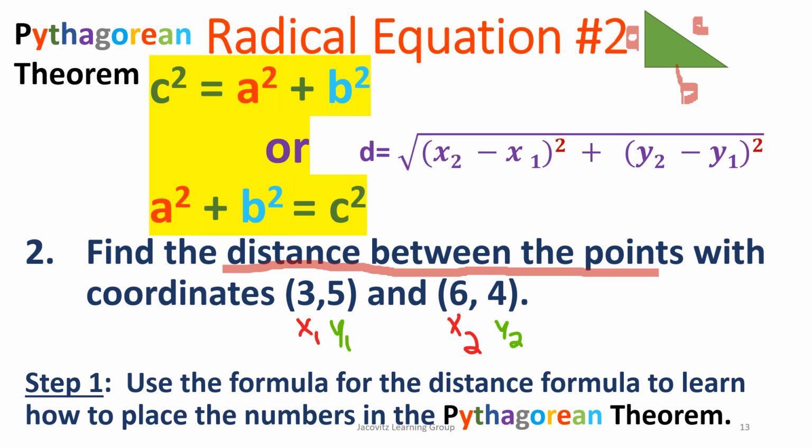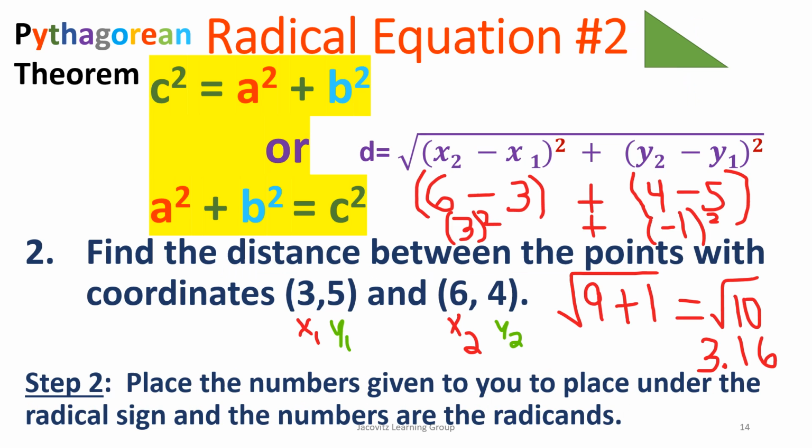Your x1 is here because it's the first terms that are listed. Your y1 is here. Your x2 is here. Your y2 is here. And then you have x2 minus x1 squared plus y2 minus y1 squared. So we're going to put them straight in here. It's the next slide. Okay, so you have 6 minus 3. That's this 6, x2, x1, plus 4 minus 5.